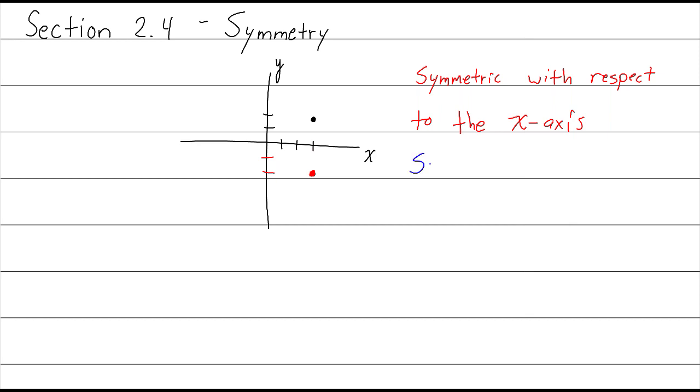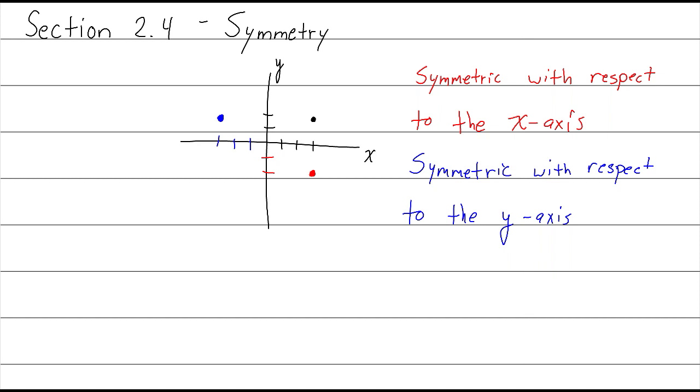What about symmetric with respect to the y-axis? Same idea. I want to take this point and reflect it. It's 3 spaces away from the y-axis, so I want it to be 3 spaces away from the y-axis, just in the other direction. So it'll be out over here. There's my point that is symmetric with respect to the y-axis.